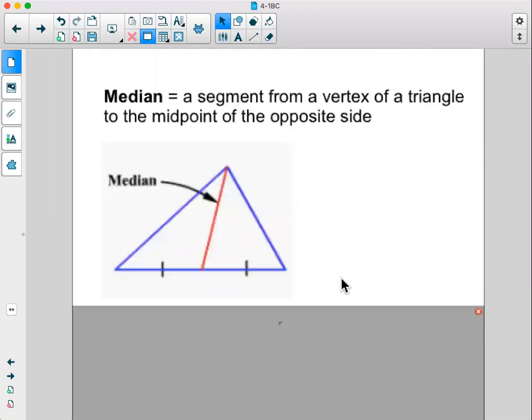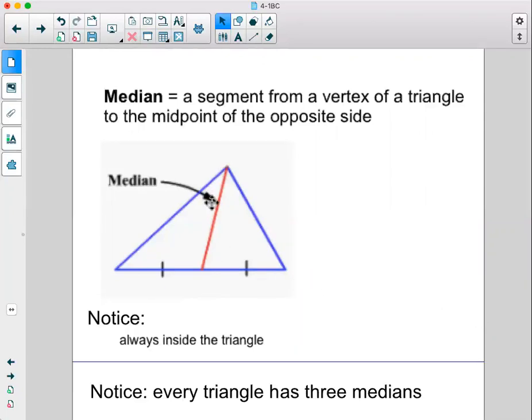The median of a triangle is a segment from the vertex of the triangle to the midpoint of the opposite side of that triangle. So a median of a triangle is a segment with one endpoint on the vertex and one endpoint on the midpoint of the opposite side. So here is an example of the red median. That's the median of the blue triangle.